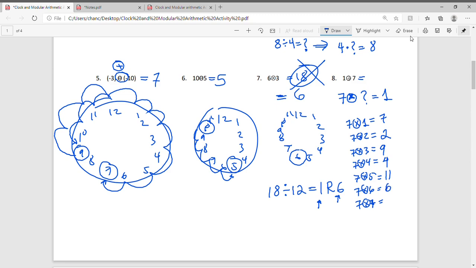7 times 7 is 49. Divided by 12, we finally have a remainder of 1. So 7 times 7 is indeed equal to 1. Therefore, 1 divided by 7 is equal to 7 in clock arithmetic.